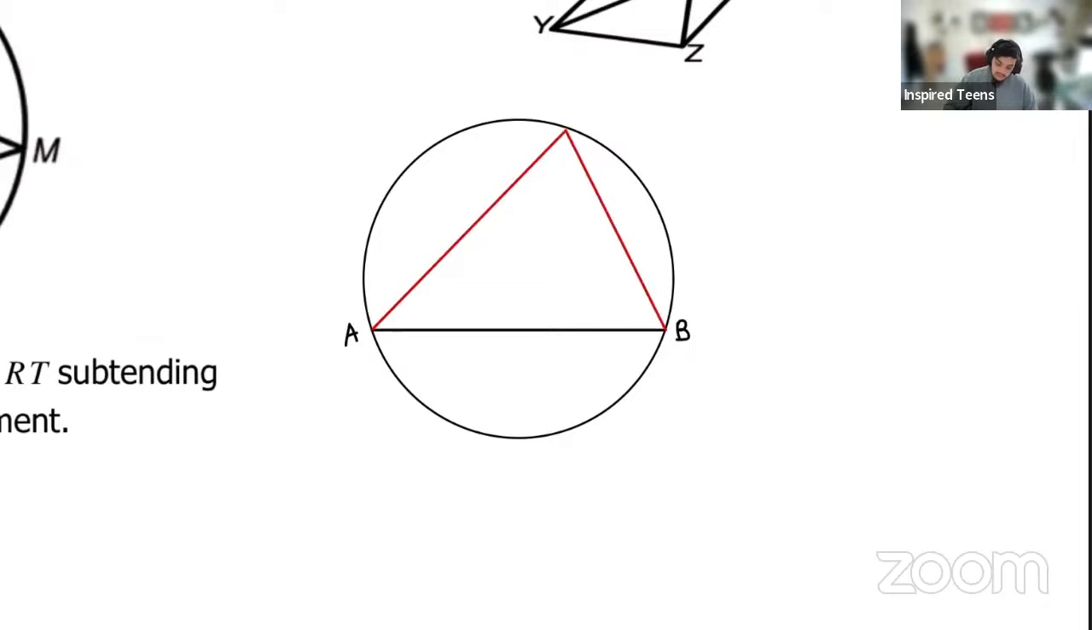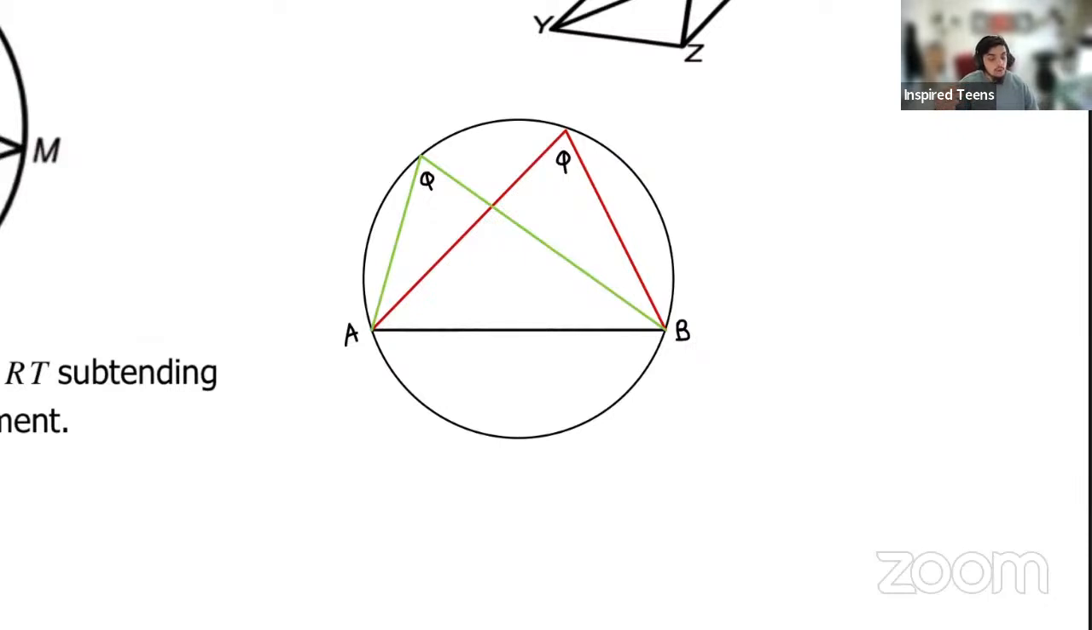Subtending this angle for us, and also subtending this angle for us. Okay, and we discussed that they're equal, because they're angles subtended by the same chord. And essentially, this theorem is what we're learning. So we call this theta, and we call this theta. Why are they equal? Because they are subtended by the same chord.